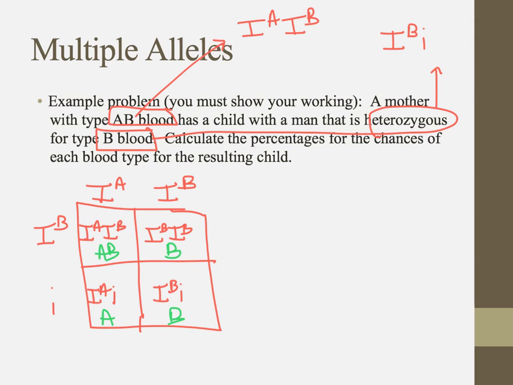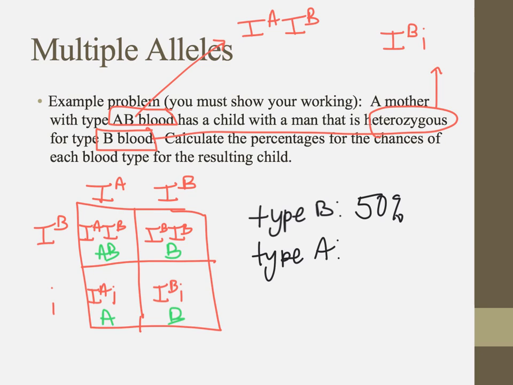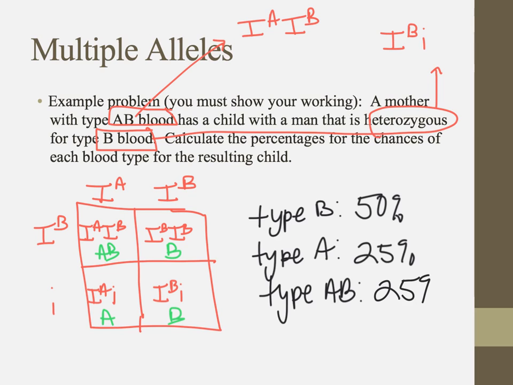So I want to write those out here because it's asking the chances of each blood type for the resulting child. So I have type B. Let's just do that first. There are 2 individuals, so 2 out of 4 is 50%. Type A is just this one, so 1 out of the 4, or 25%. And the type AB blood has a 1 out of 4 chance of showing up, or 25%.